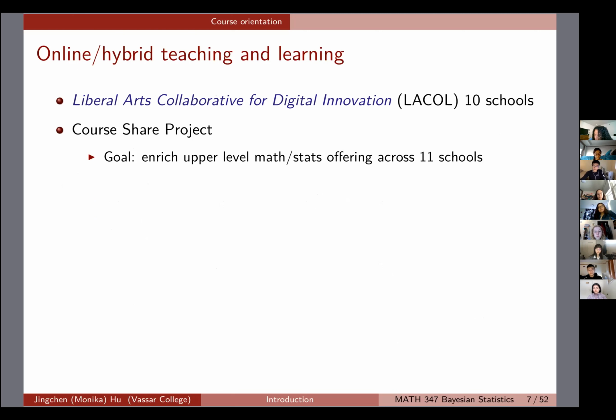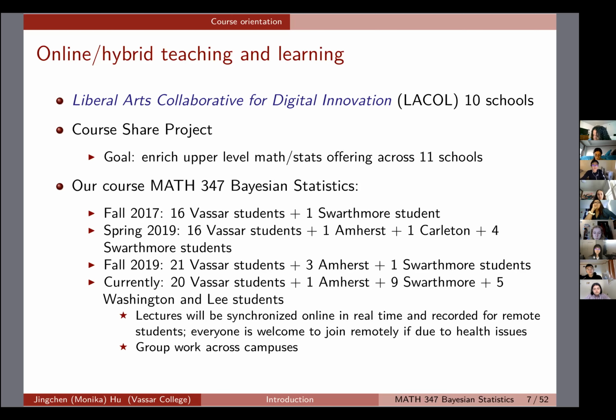And a couple of slides on this course sharing. So this is part of the, I should update it, it's 11 schools now. It's called the Liberal Arts Collaborative for Digital Innovation, LACOL, and we are under the Course Share project. The goal was, and it is still, to enrich upper level math and stats offerings across the 11 different schools. I think the project started in the academic year of 2016-17. And I have been sharing our course for a few years by now, so I just list whatever the numbers are if you're curious, but mostly from Swarthmore, Amherst, Carleton, and this time around Washington and Lee University as well.